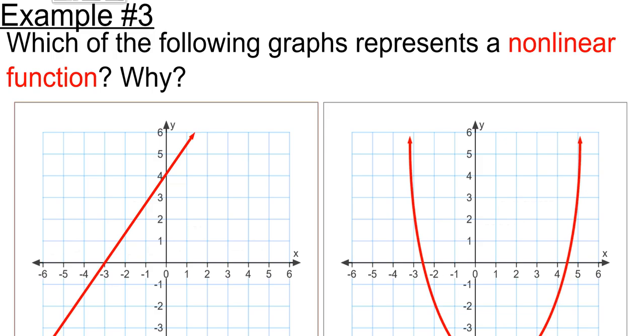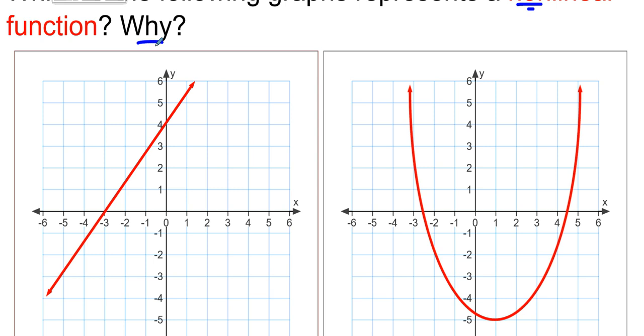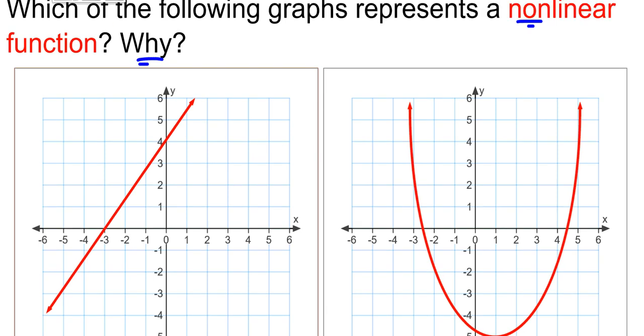All right, so which of the following graphs is a non-linear function, and why? Well, obviously the one that is non-linear is the one that's not a line. So this one's a curve, and this one's a line. So this one is definitely non-linear. On the right side, it's non-linear. On the left side, it is linear. So this one, it asks which one is non-linear. This one is non-linear.